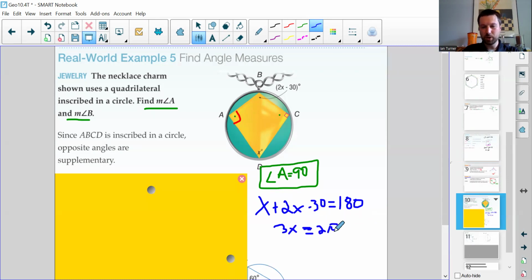Okay, so we get 3x equals 210. And we get x equals 70. I want us to plug that back in and find angle B. So it's going to be 2 times 70, which is 140, minus 30 gives us 110.